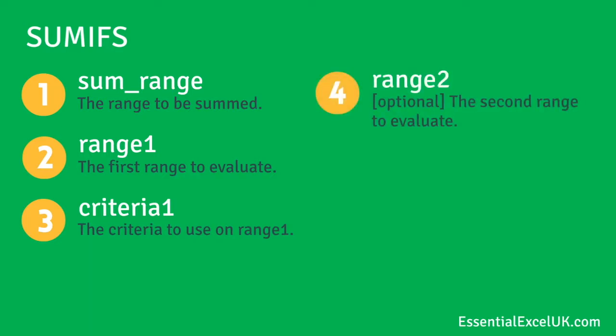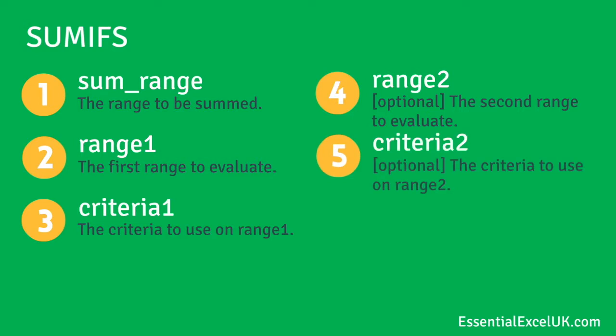Point number 4, so this is now range number 2. So this is the second range to evaluate. And lastly, we have point number 5. So this is the criteria that we want to apply to range number 2. Okay, so having briefly gone through each of the formulas, we'll now jump into Excel and look at an example for each of those formulas.